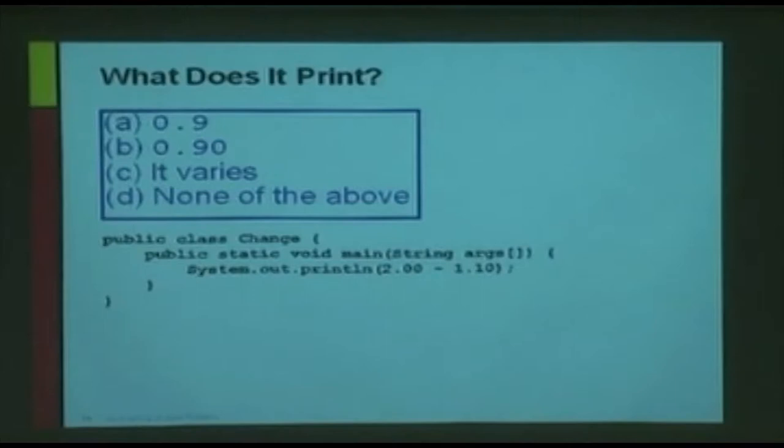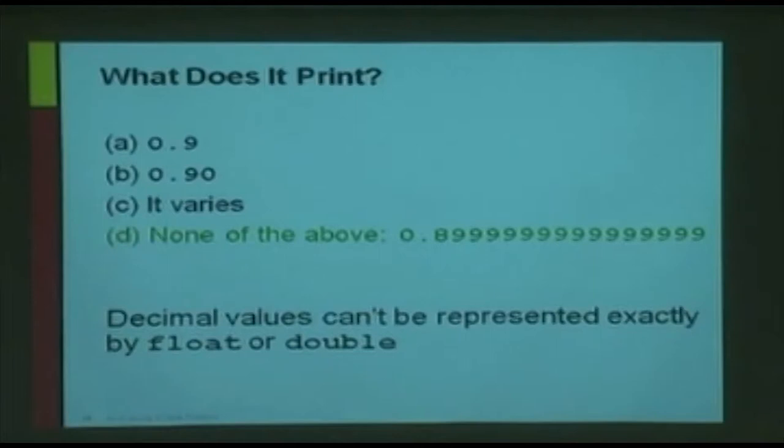How many people think it varies depending on which version of Java you're running or the day of the week or what have you? I see about five of you. So tentative. Raise your hand. All right. How many for choice D? None of the above. The great majority of you. And in this case, the great majority of you are, in fact, right. It turns out that it always prints out exactly this: 0.899999, etc. And by the way, the number of nines is fixed. You'll always get this many nines.